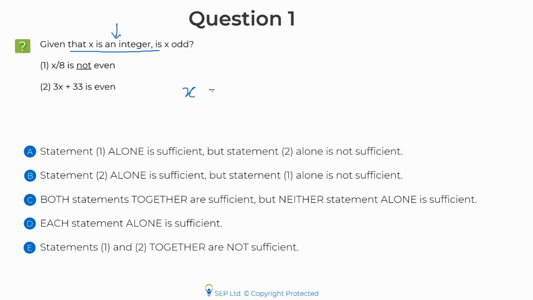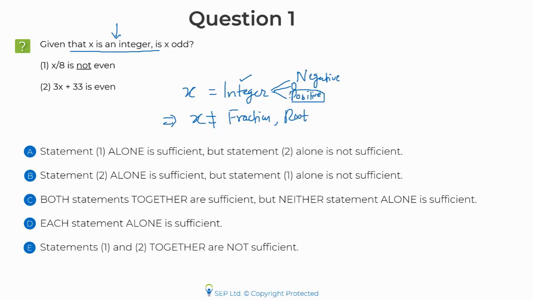So x is an integer. Okay. So by now, you have figured out that x is not a fraction. It is not a root. But the fact that it's an integer means it can be a negative integer or a positive integer or 0. I'm not saying this has an impact in this question, but whenever you see the word integer, please think about negatives, positives, and 0. Don't just assume positive integers all the time. But clearly, x is not a fraction or a root.